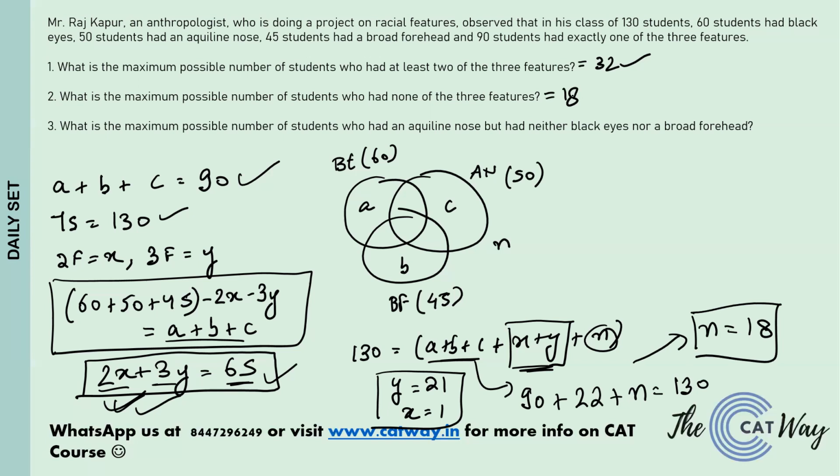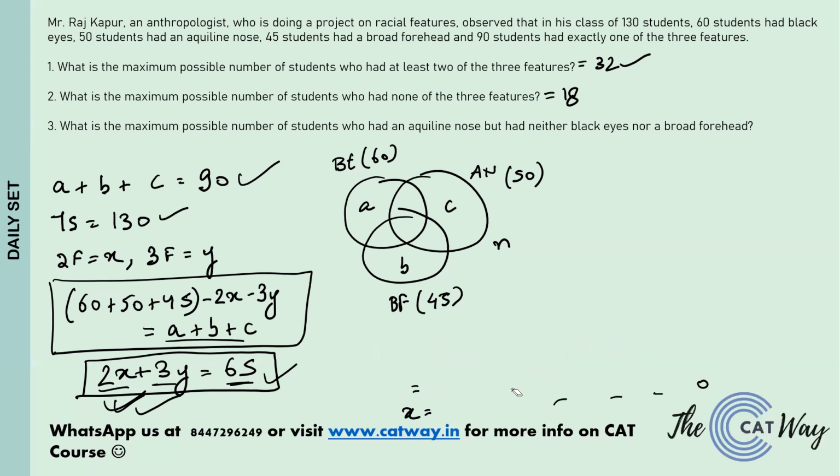Okay guys, let us move towards the third question. What does the third question tell us? It asks: what is the maximum possible number of students who had an aquiline nose but had neither black eyes nor a broad forehead? So basically it is asking for the maximum possible value of only aquiline nose, that is, the value of C.